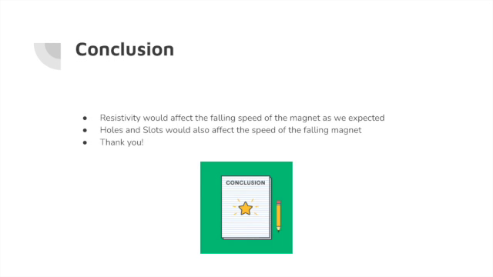So, in conclusion, resistivity would affect the falling speed of the magnet as we expected. Holes and slots would also affect the speed of the falling magnet.